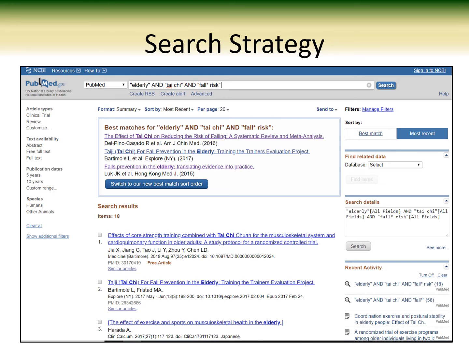If you look at that box for best matches, the first one that pops up there is a systematic review and meta-analysis on the effect of Tai Chi in reducing the risk of falling. And as we know, systematic reviews and meta-analyses would be the highest level of evidence. So that would definitely be a paper that I would want to take a look at that would likely help me answer my clinical question.